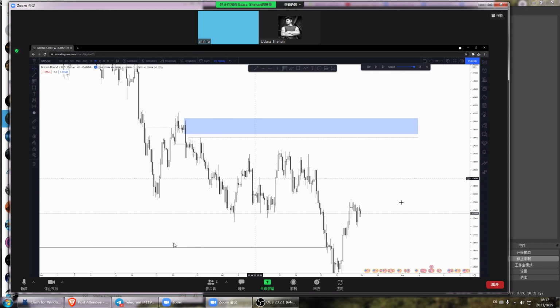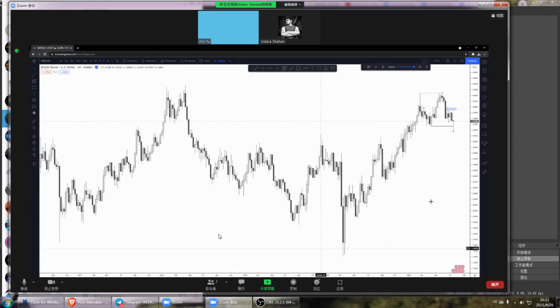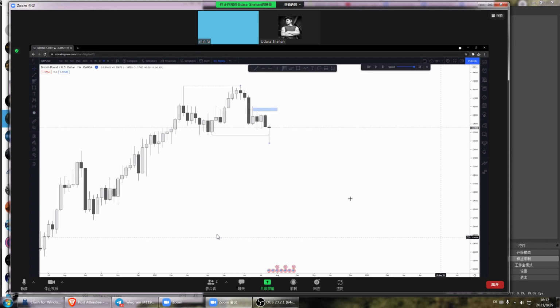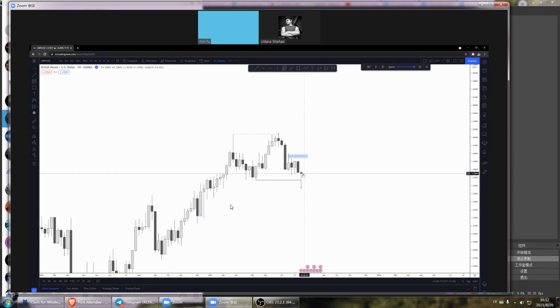Okay, so now we have the directional bias. If you go to the weekly, why am I telling you to start from the weekly? Because we are intraday traders. The only thing we need to know is what will the next weekly candle do? Will it go up or will it go down? If you get a bias for just one single weekly candle, you have the bias for the whole week.